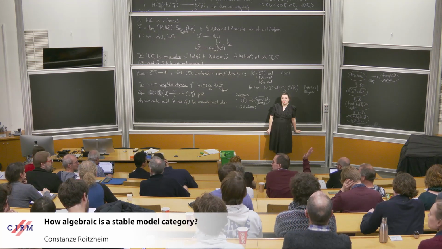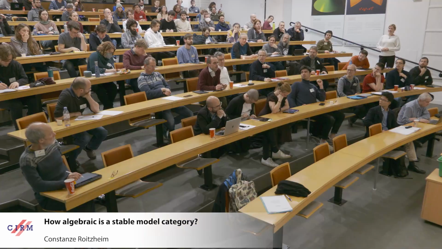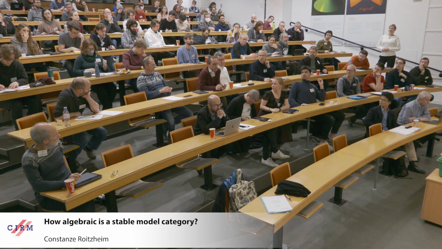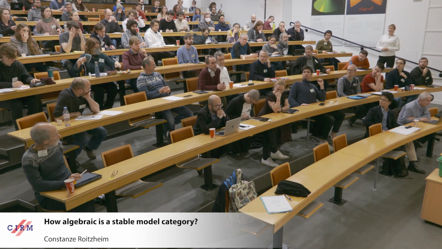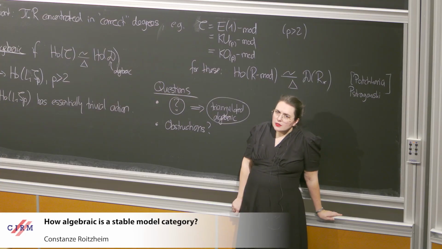More questions? Yeah, Stefan? I think some people, like Stefan Schwede and also Bernhard Keller, use as a definition of an algebraic triangulated category that the category is triangulated equivalent to the stable category of a Frobenius category. Yeah. Is this equivalent to yours or stronger?